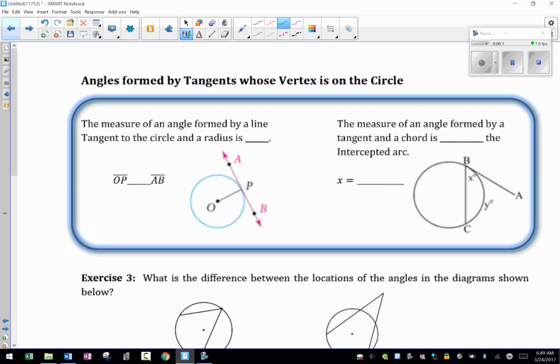If we have angles formed by tangents whose vertex is on the circle, there's technically 2 rules, one of which you already know. The measure of an angle formed by a line tangent to the circle and a radius is 90 degrees, which means OP would be perpendicular to AB. And the measure of an angle formed by a tangent and a chord is half the intercepted arc, which means X is half of Y.